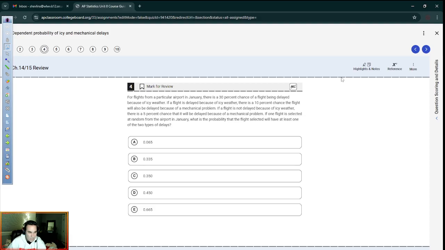So, here we go. Next one, round 4. We're almost getting there. Okay. For flights, there's a 30% chance a flight will be delayed because of icy weather. If a flight is delayed because of icy weather, there's a 10% chance the flight will also be delayed because of a mechanical problem.